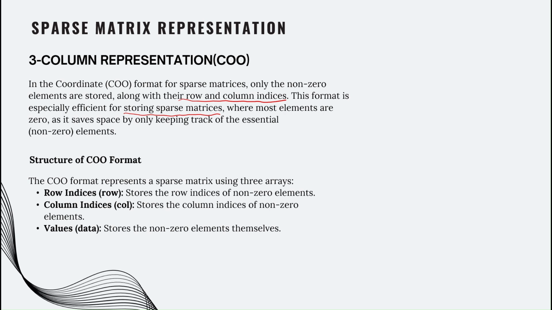Now let us get into the structure of COO format. So three-column representation has row indices, column indices, and values. And these arrays, row indices array stores the corresponding row value of non-zero element, and the column indices stores the column value of the corresponding non-zero element. And the value array is used to represent the non-zero elements themselves. Let us take an example to get to know the COO format or three-column representation mode.